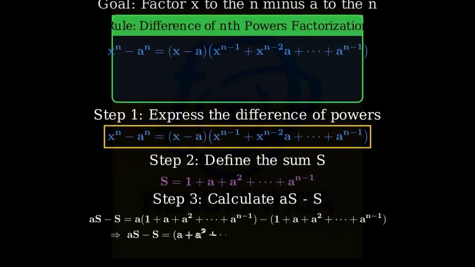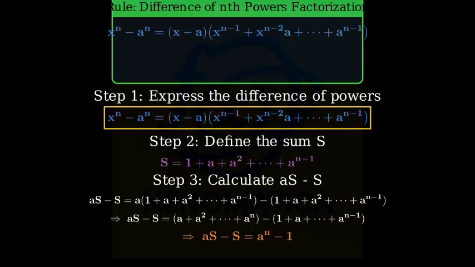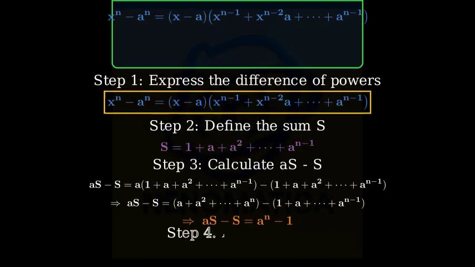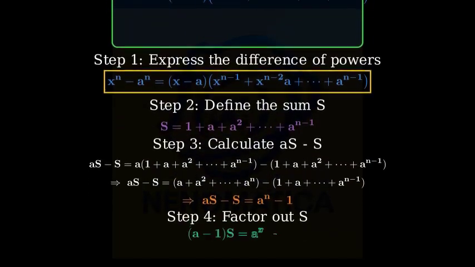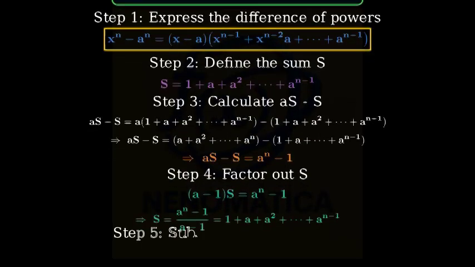Multiply s by a, then subtract s. Watch how the middle terms cancel, leaving a to the n minus 1. Step 4. Factor out s on the left side. We get a minus 1 times s equals a to the n minus 1. Then solve for s.